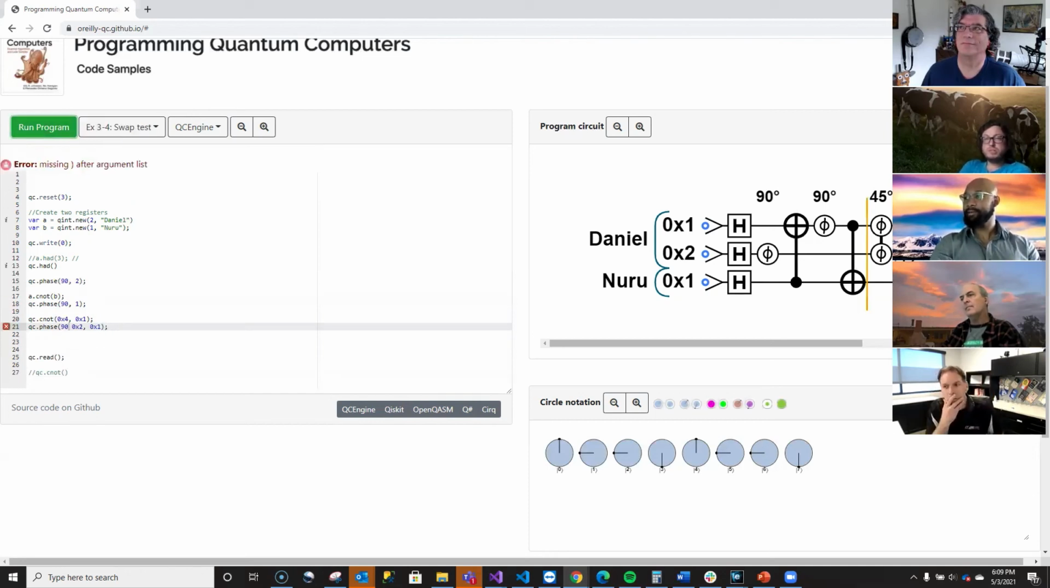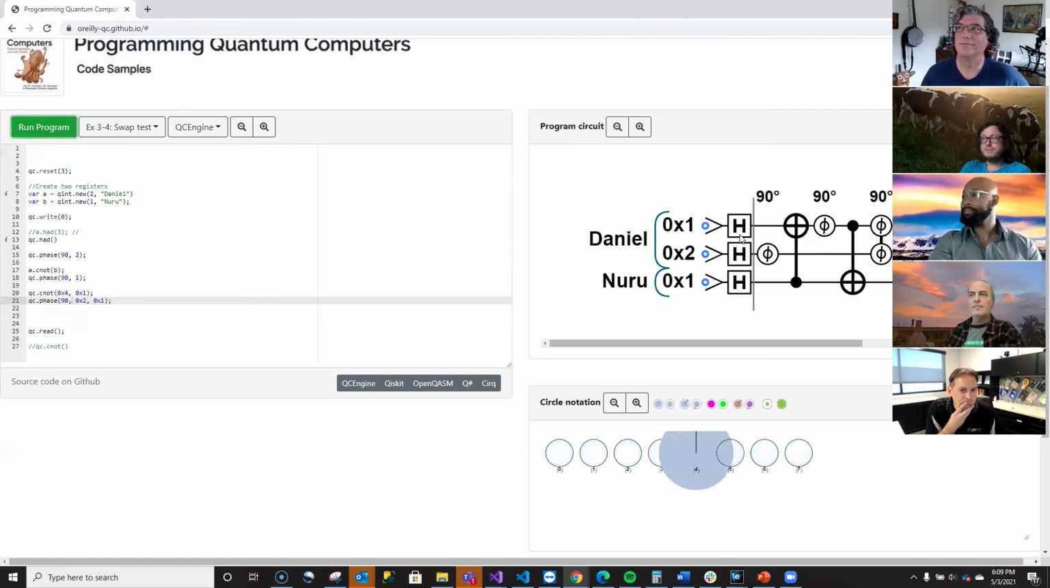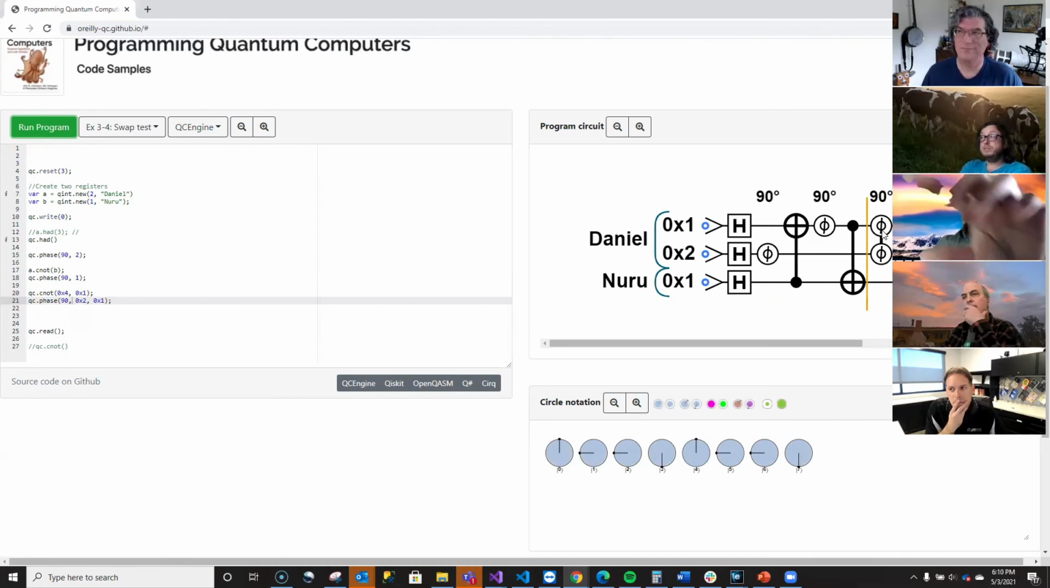By the time we get there, missing a comma. Oh, thank you. By the time we get there, we know what's going to happen. Now that we know the first one is the control, and the second one is the interval, no, you're not doing a C phase. You're just doing a phase. So in this one, it's rotating both 0x1 and 0x2. You're right.